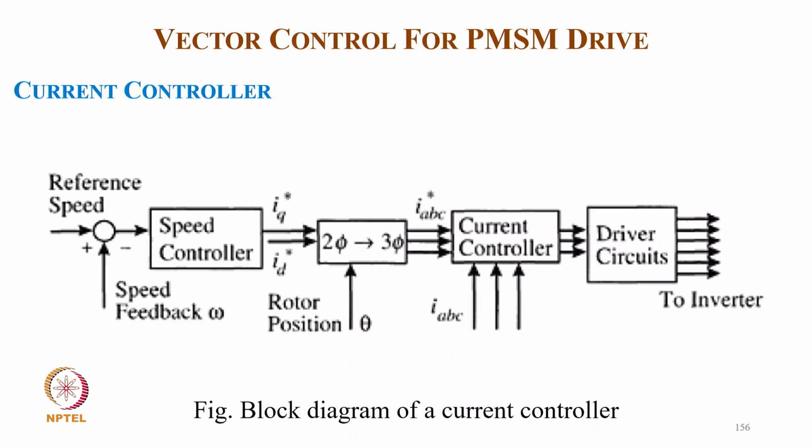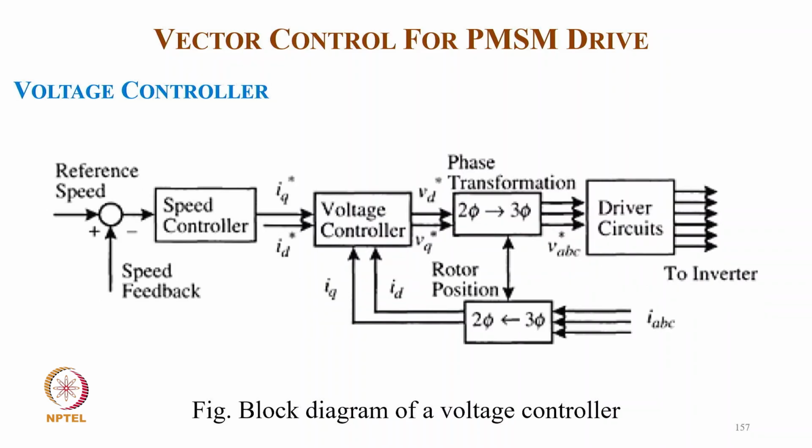So we have a reference speed and feedback speed. With the speed controller we get IQ, and we have ID decided by the field weakening controller. With the position we convert three-phase current, and from feedback of current we get the current controller to give to the inverter. And this is typically for the voltage control mode.